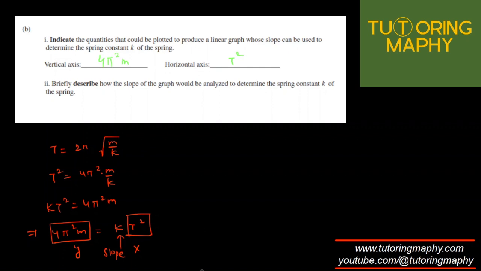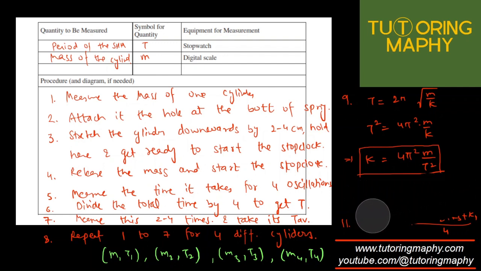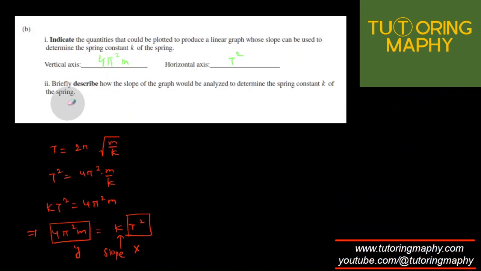Briefly describe how, so then I think if they are finding using the graph, there is no need to do step 10, is it? Because we are ultimately using the graph to find that out. Briefly describe how the slope of the graph would be analyzed to determine the spring constant K of the spring. How the slope of the graph would be analyzed. I think they're asking about the analysis.